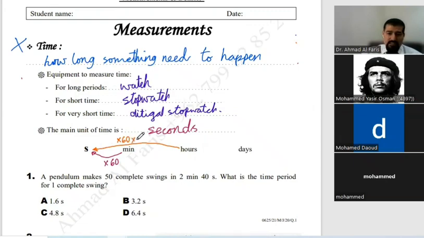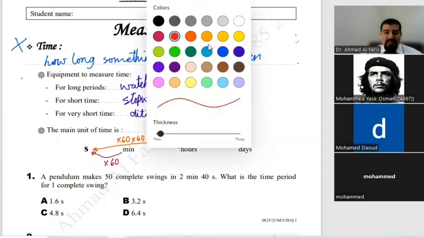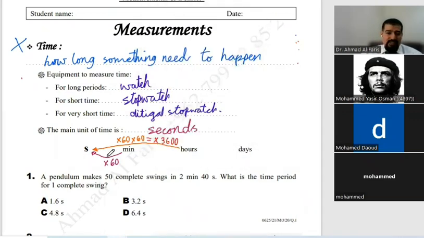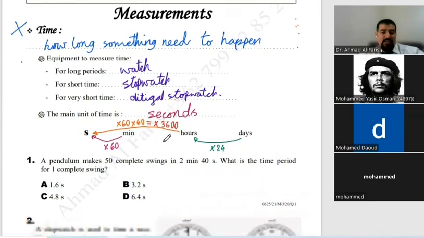Multiplied by 60, how many times? Twice. So if I multiply by 60 twice, that means I'll multiply by how much? Bravo, not 120, not 360. I'm multiplying by 3,600. Be careful, okay? 60 times 60 is 3,600. And the same thing, if I want to convert from days into seconds, I need to know how many hours are in each day, which is 24 hours. And then I multiply by 3,600. So it depends on the time that they give us during the exam, okay?